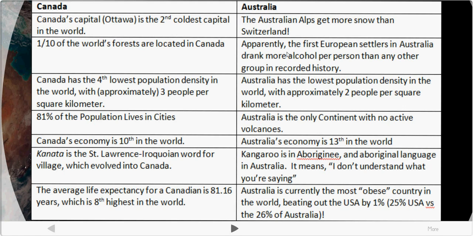Apparently, the first European settlers in Australia drank more alcohol per person than any other group recorded in history. This is also very interesting because, well, it's just an interesting fact. It has nothing to do with geography.